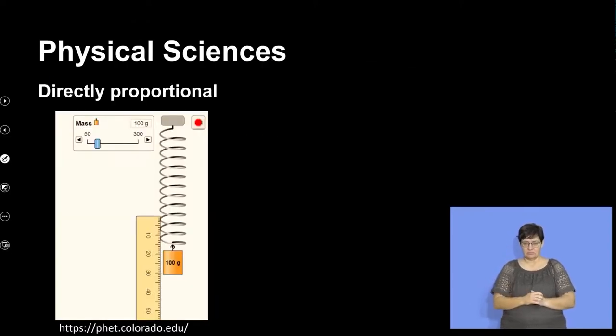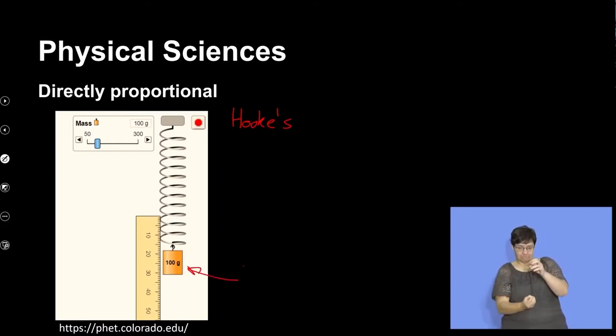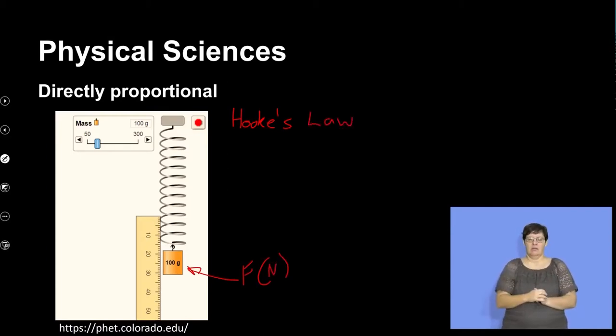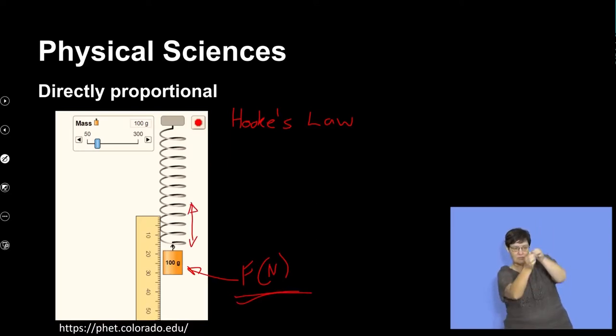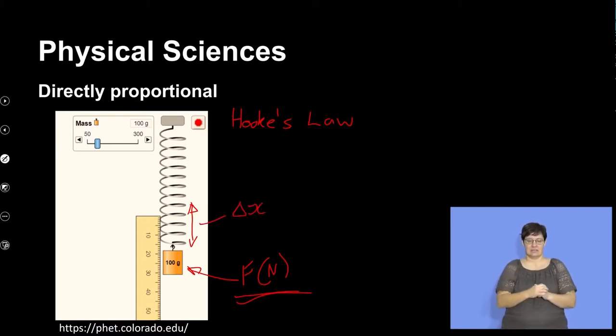James Hook developed this idea of looking at a spring and putting a force onto a spring, which he measured in newtons, and he developed a relationship called Hooke's law, where he related the force that he was applying to the stretch of the spring, the increase of the stretch, in effect, or the extension. We refer to that as delta x, the extension of the spring.